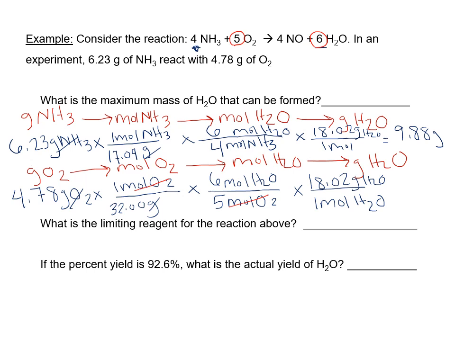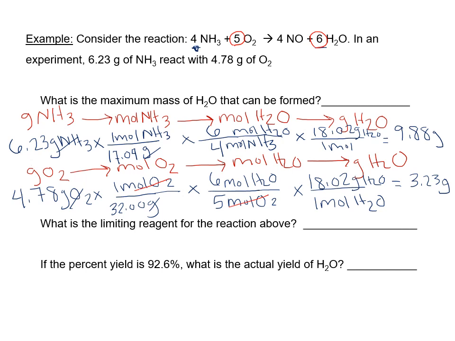Right, so the last step is the same for both reactants. So I start off with 4.78. I divide by the 32.00 times 6 divided by 5 times the 18.02. And the calculator gives me 3.23. Again, 3 significant figures because of the 4.78. So now I have both of these two numbers, right? I have the 9.88 and the 3.23.